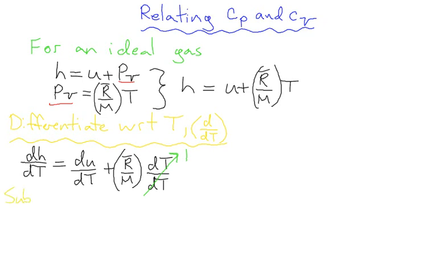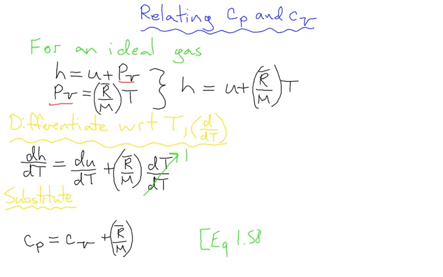So if we substitute now what we know about specific heats, we know that the differential of enthalpy with respect to temperature is the same as the specific heat at constant pressure, and the differential of internal energy with respect to temperature is the specific heat at constant volume. So cp equals cv plus the universal gas constant over the molecular weight. That's equation 1.58. So this is how those two relate, the specific heat at constant volume and pressure.